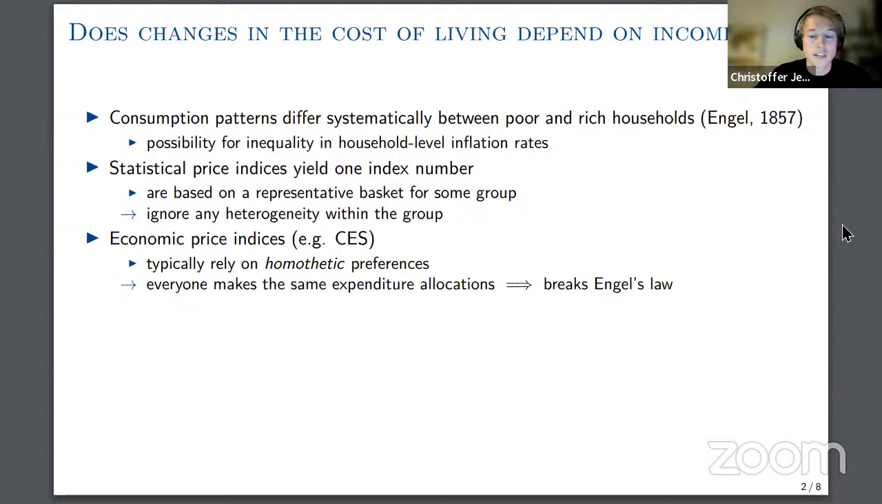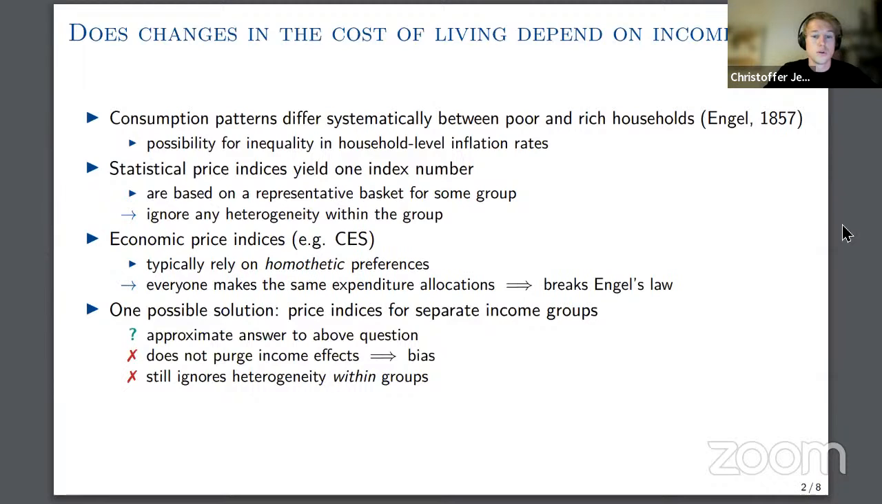One possible solution that has often been considered is to stick to the conventional methods for measuring inflation, but divide households into separate groups based on some characteristics, say, for example, income, and then compute inflation measures for each group. While one may think that this can give an approximate answer to the above question, we also stress in the paper that there are some drawbacks to this approach as well.